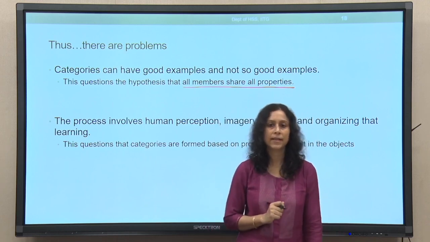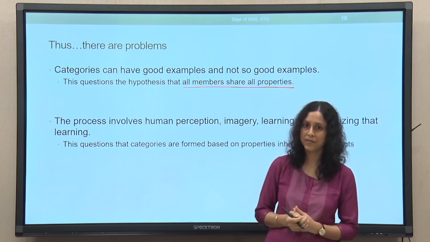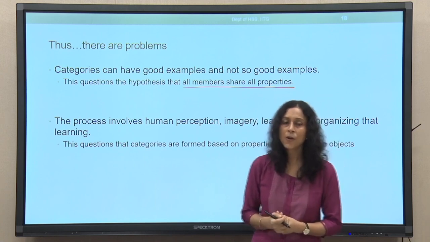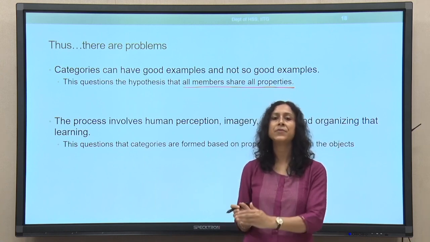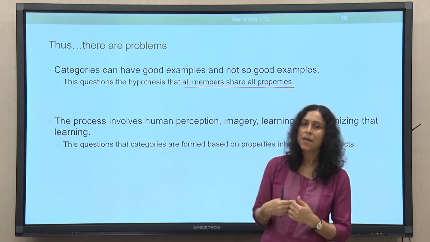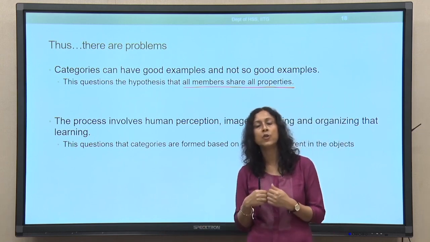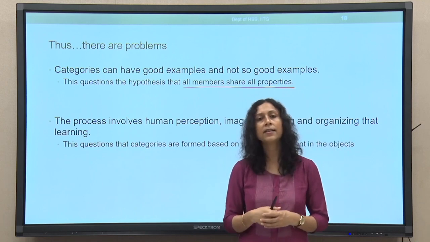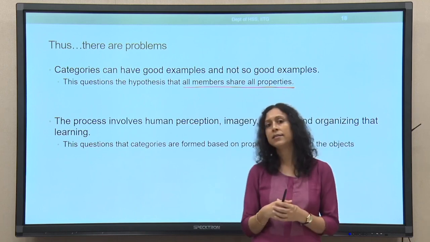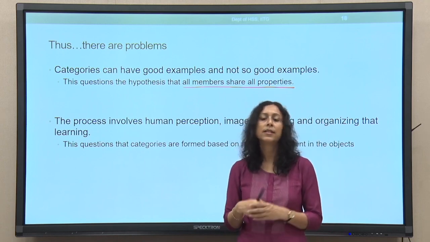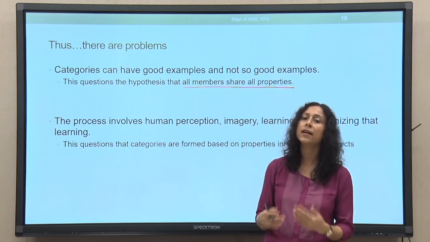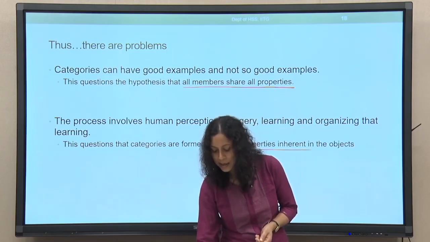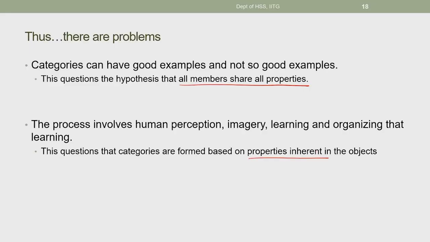Similarly, the process of categorization also involves human perception, imagery, learning, organizing that learning, action and so forth. So, there is a lot of give and take between the object that we categorize and how we perceive it, because ultimately categorization has to do with human action, as we have already seen. So, perception and action play a very significant role in creating categories, talking about categories, or learning about categories. As a result, categories are not based on any inherent criteria, as classical theory would say.